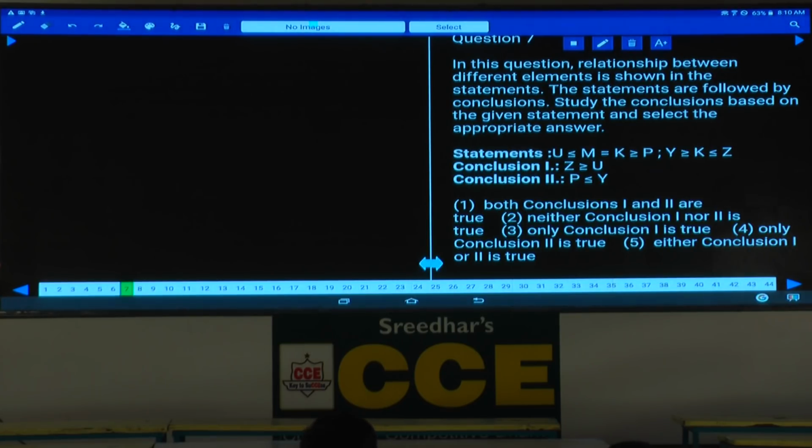Now the relation between Z and U. U is here and Z is here. Now U is in the first statement and Z is in the second statement. Then tell me which letter is common between the first and the second statements. U, M, K, P and K is common.